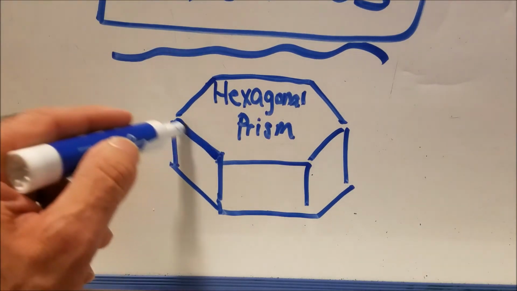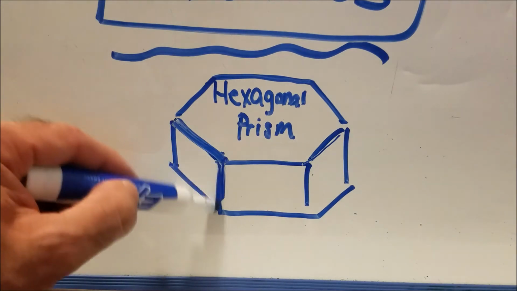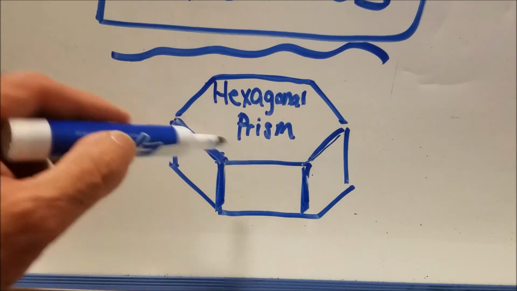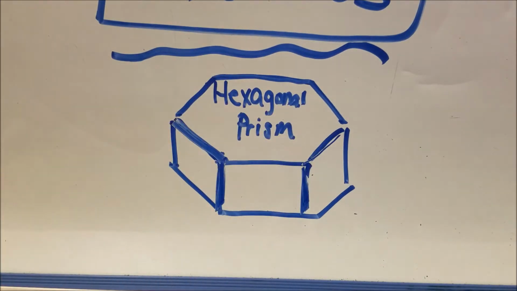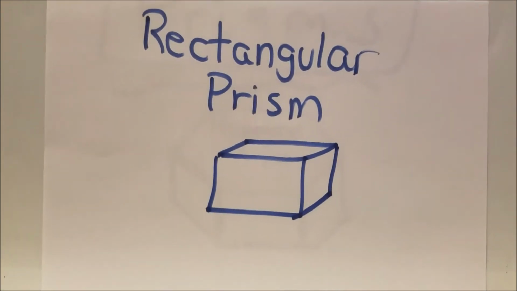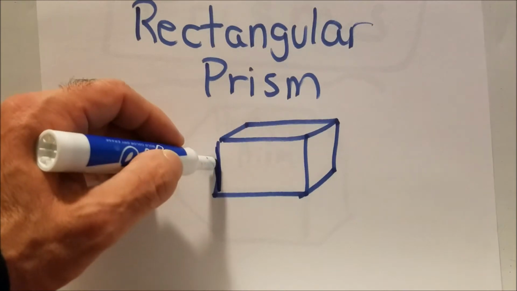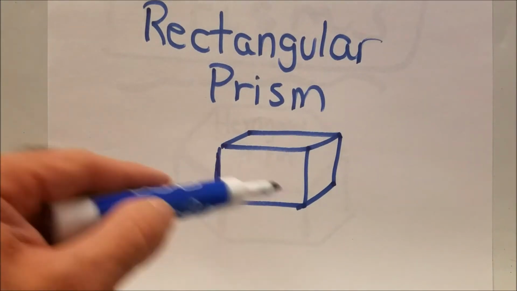So this hexagonal prism has shapes, right? It has faces. So here are the faces, right? So we want to get the area of all the faces. And we're going to start with a rectangular prism. All right, so here's our rectangular prism. Now, how many faces do you think this rectangular prism has? When I say faces, I mean sides.